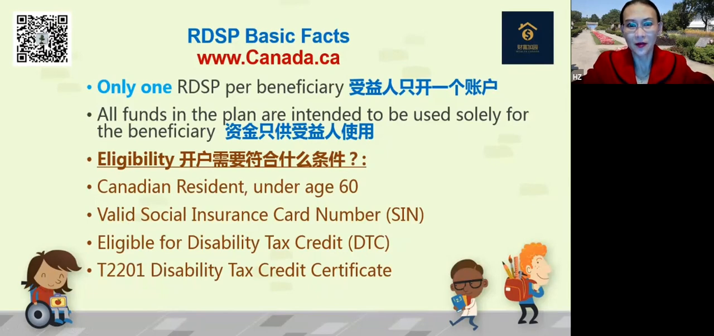How to apply for the DTC? Usually we ask the family to fill in the form T2001, Disability Tax Credit Certificate. And this needs to be signed by their physicians, their doctors, the specialists. So they will verify, certify that this person really suffers from a disability.